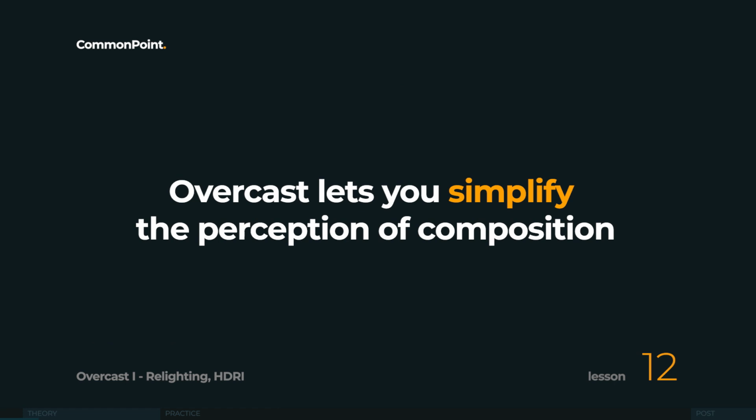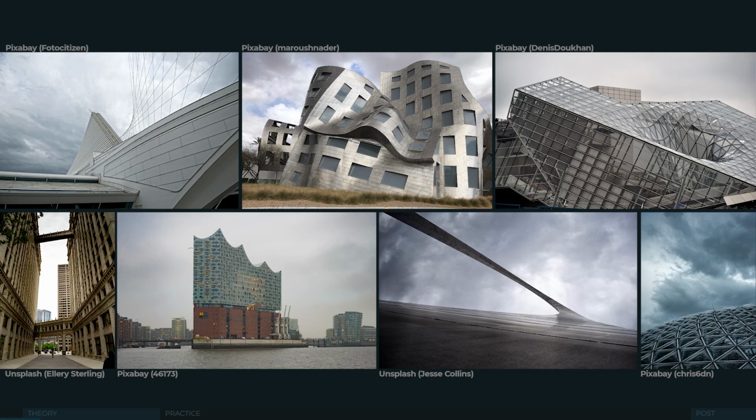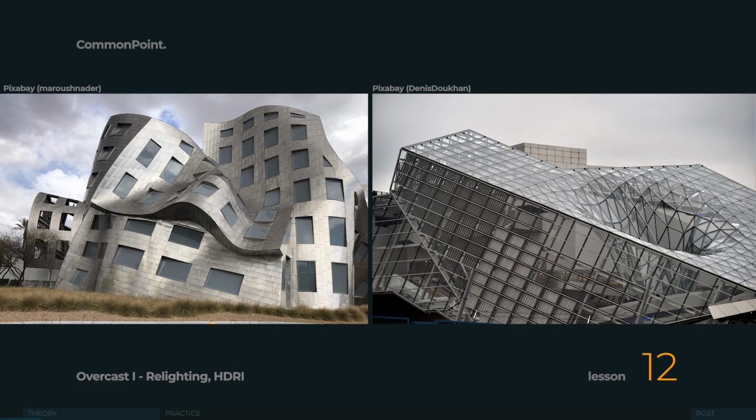The second and quite important reason is that we want to simplify our perception of the scene. Often we'll have situations where the architecture is pretty funky and very complicated, full of different architectural designs. That, combined with daylight and directional light, can cause quite a mishmash. It's going to be hard to focus on anything because there's a lot going on. So, overcast can come to the rescue.